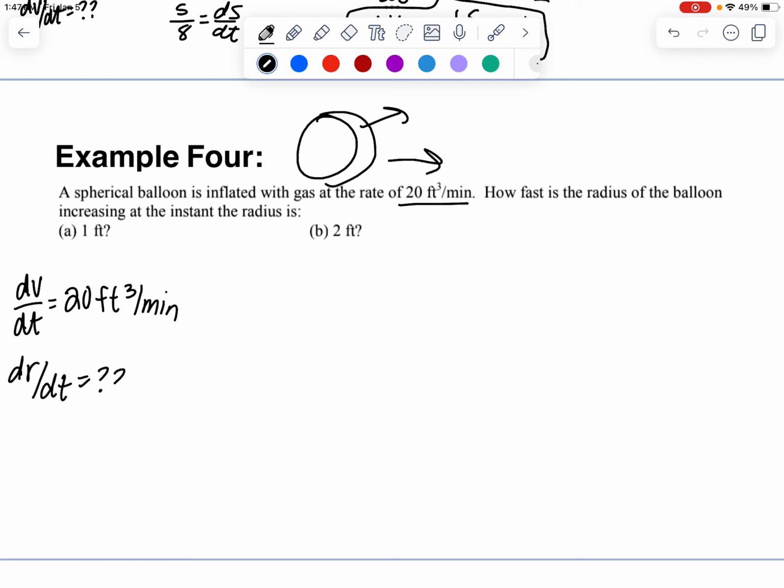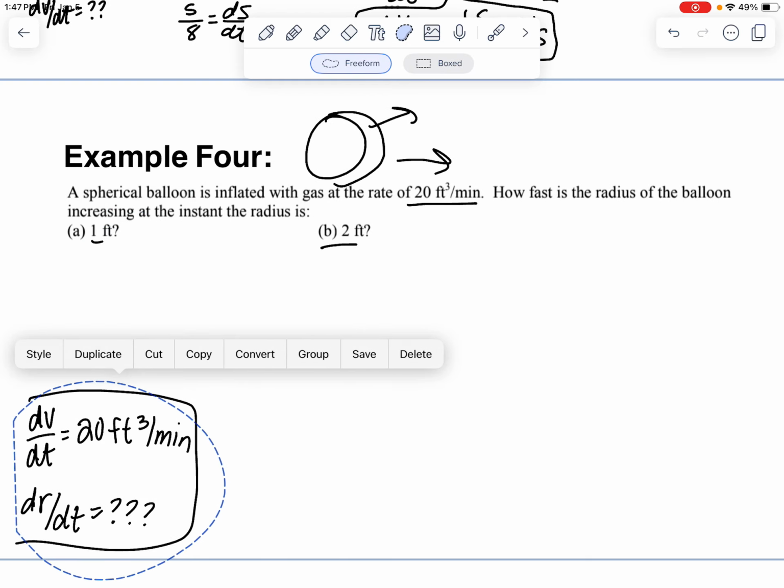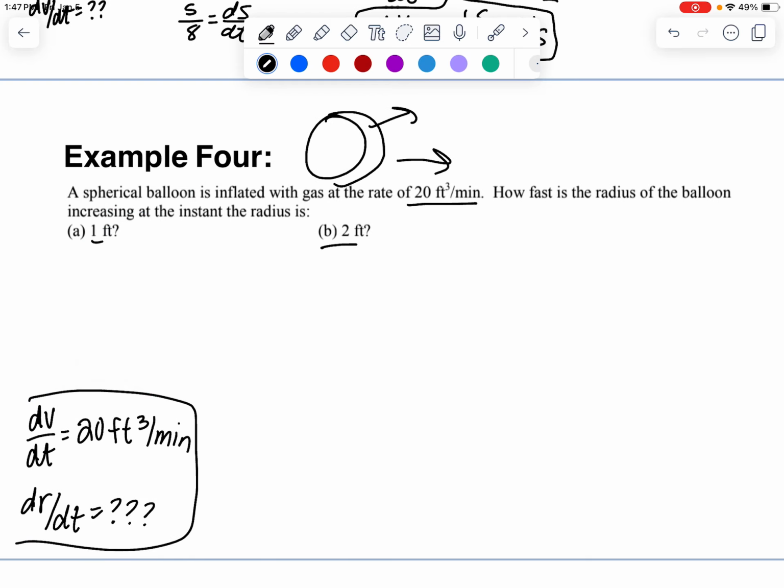This is actually 2 separate questions. We want to know how fast the radius is increasing at 1, that's part A, and then also part B. This piece of information on the side is going to work for both of them, but we're going to do this as 2 separate problems. In this one, we're concerned about the radius being 1. So we need the volume of a sphere formula, which is V equals 4/3 pi r cubed.